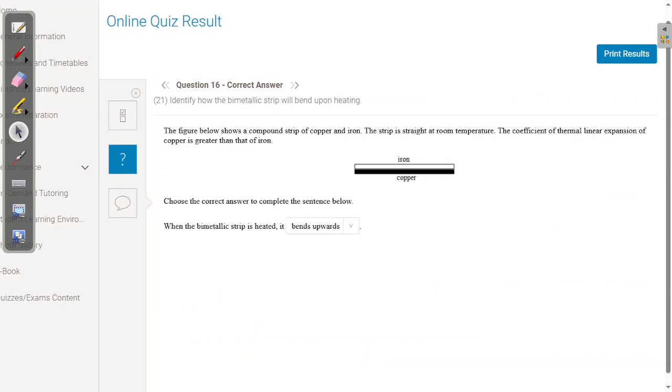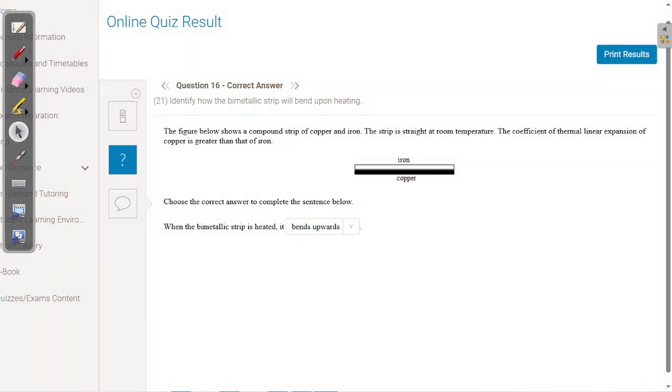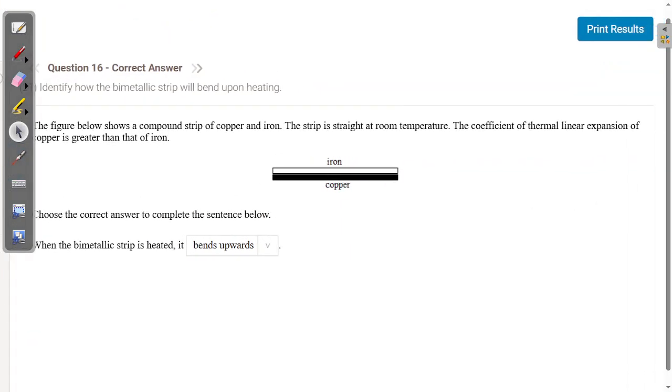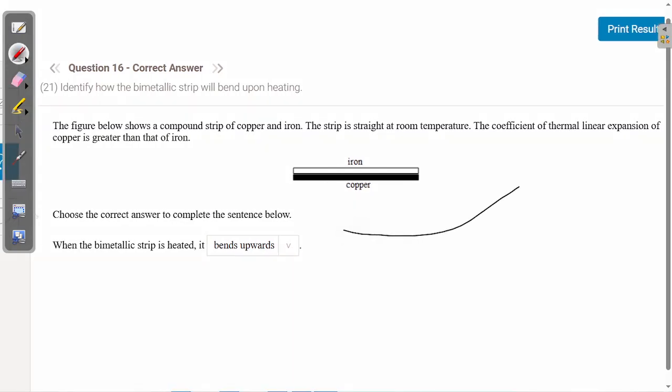Okay, the figure below shows a compound strip of copper and iron. The strip is straight at room temperature, and the coefficient of thermal linear expansion of copper is greater than that of iron. So basically, what that means is copper expands more than iron. So if copper expands more, then this one will be longer, so it's going to bend up like this, and this one is a bit shorter.